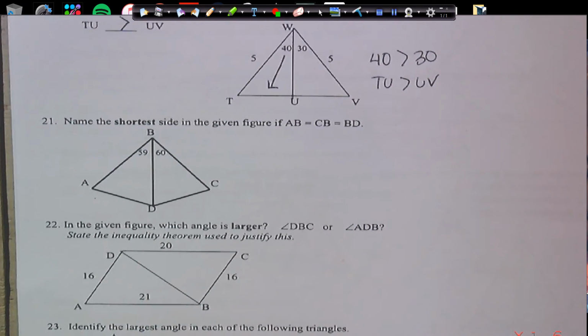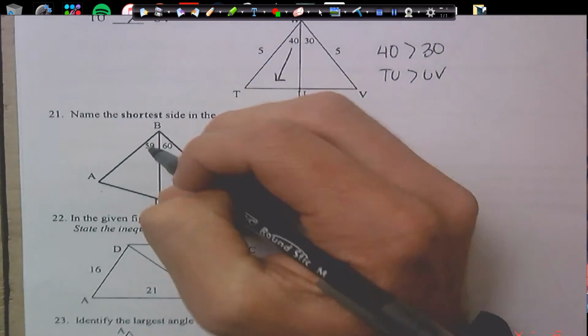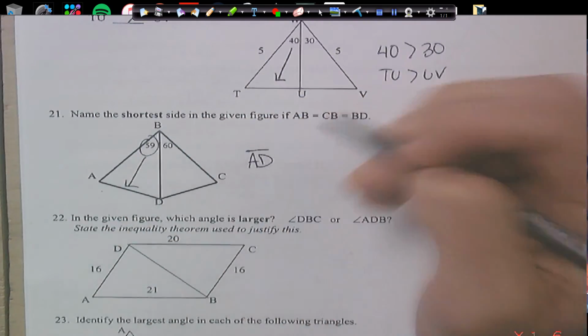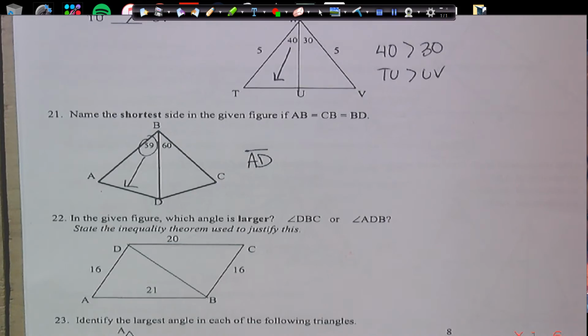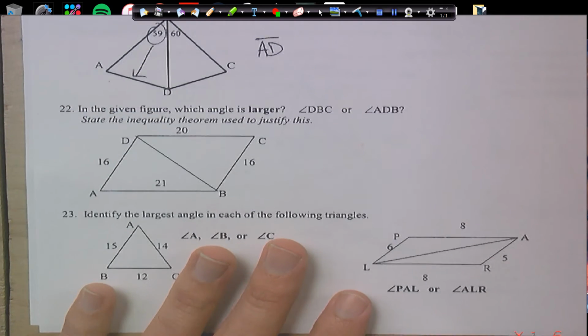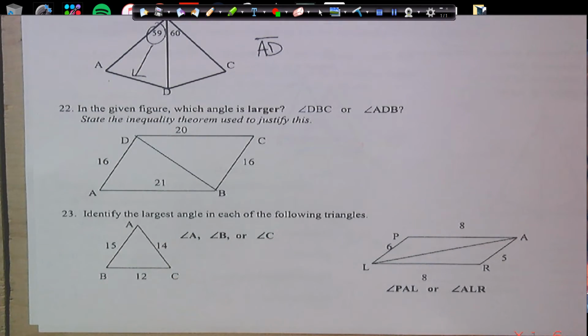Next one, shortest side. Yeah, you always got to make sure we're doing this right. Shortest side. Well, 59 is shorter, so the shortest side is AD. Simple. Easy.